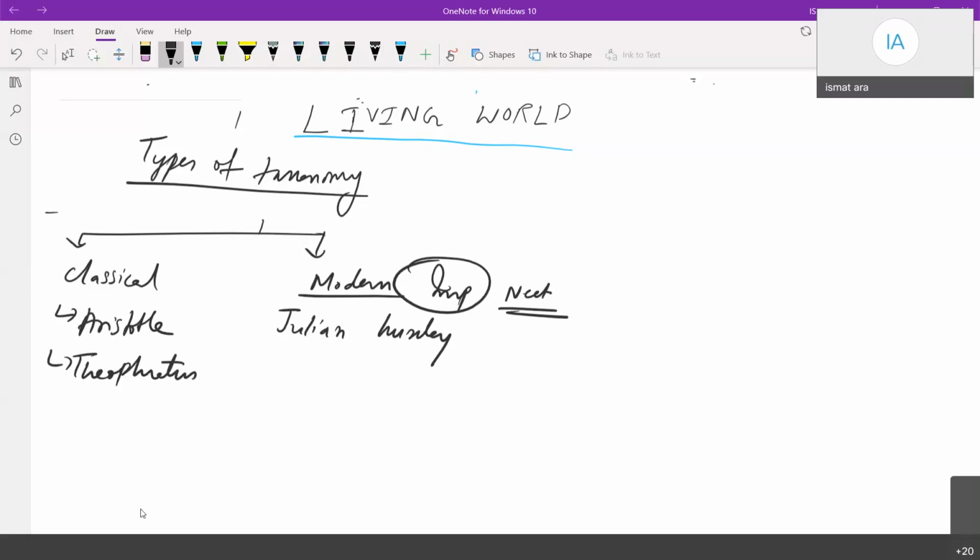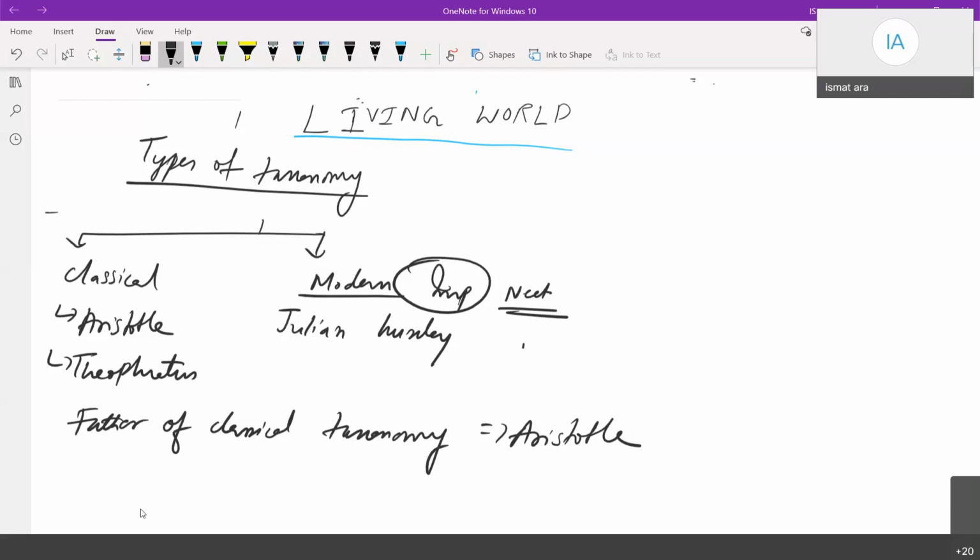A father of classical taxonomy, Aristotle. And father of modern taxonomy. All of you know his name, please. Now, what are the categories? What are the basics on which this classical and modern taxonomy is based?